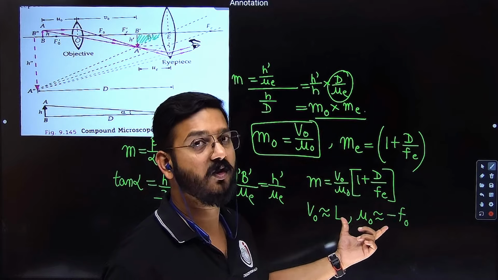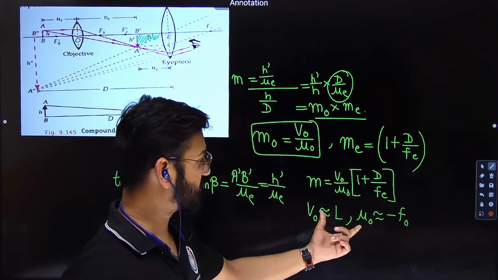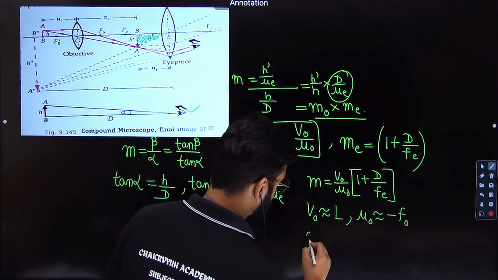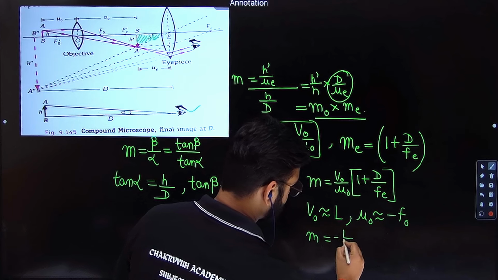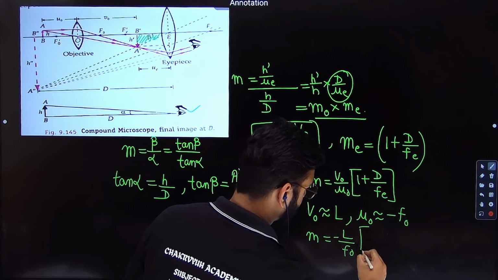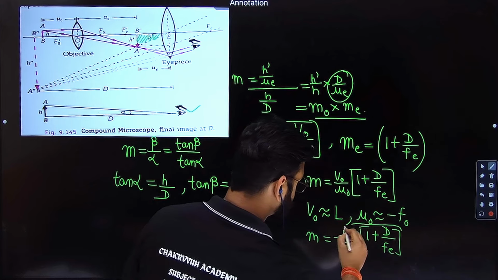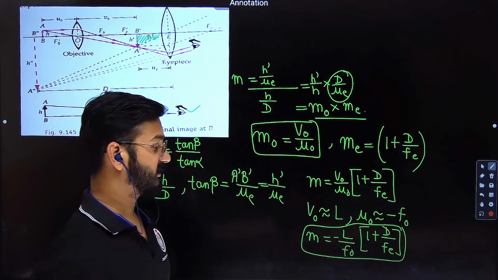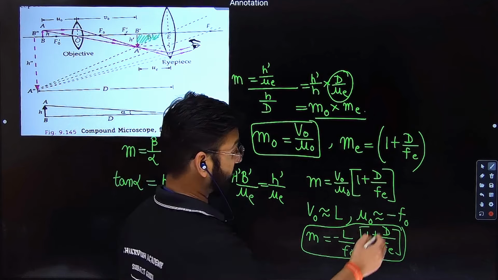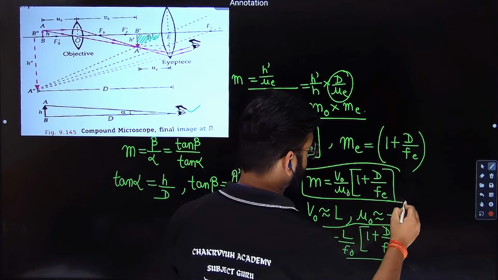This approximation is not always true. Okay. If this is true, substitute. So magnifying power will be minus L by F naught into 1 plus D by Fe. This is the thing. So this is after approximation. The correct one or the core expression is this one.